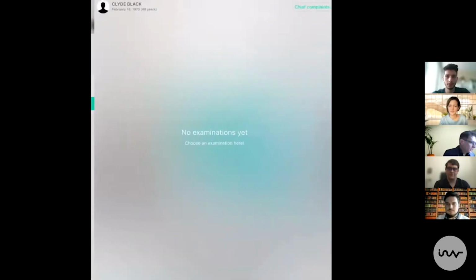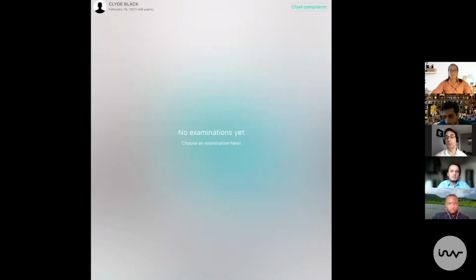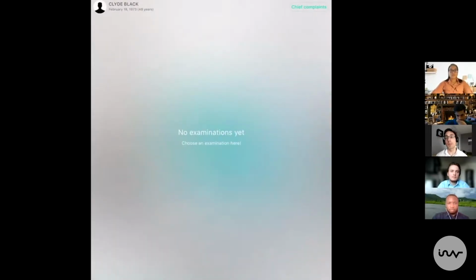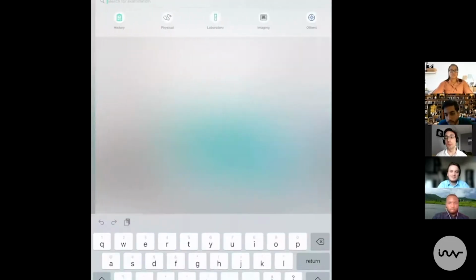So let's start practicing. On this screen, if you are not familiar with InSimu yet, you can find a very simple layout. In the right upper corner, you can anytime recall the chief complaints if you forgot, which is weakness and flank pain since 2 months. In the lower part of the screen, there are two things: examine and diagnose. We won't jump to diagnose right away because we have very little information about the patient, but we can start to examine him.